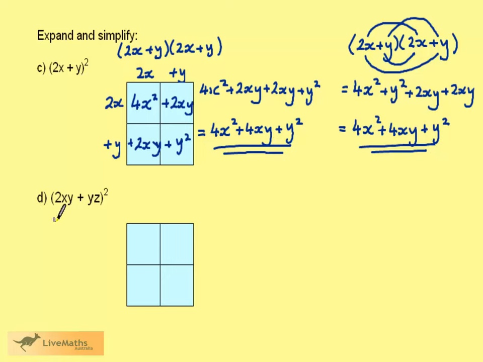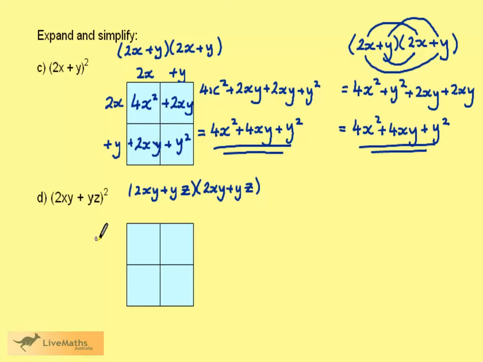The final one here is quite a difficult example, and I'd be surprised if you got anything this hard at GCSE. But if you can do this, then you'll be able to do anything that you are given. 2xy plus yz all squared is 2xy plus yz times 2xy plus yz.